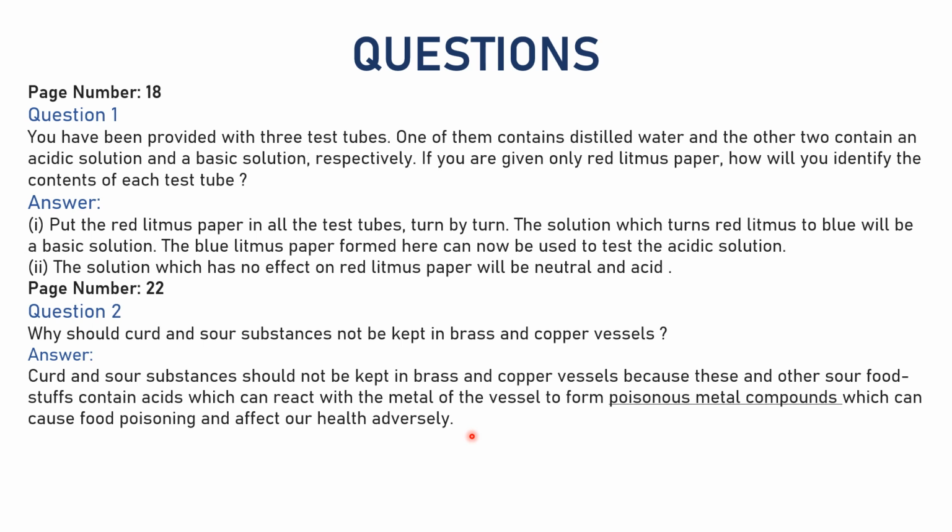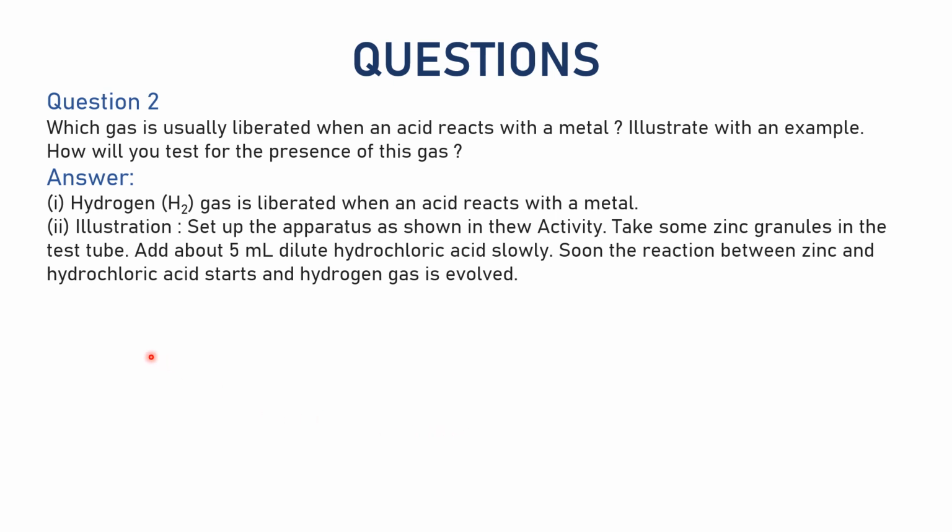Nowadays, it is advised not to cook any sour or acidic thing even in an aluminium vessel, right? Because we use aluminium vessels, right? So it is not advisable. Clear? Here, the next question: which gas is usually liberated when an acid reacts with a metal? Just now we did. Okay, hydrogen gas is liberated, right? And illustrate this with an example.